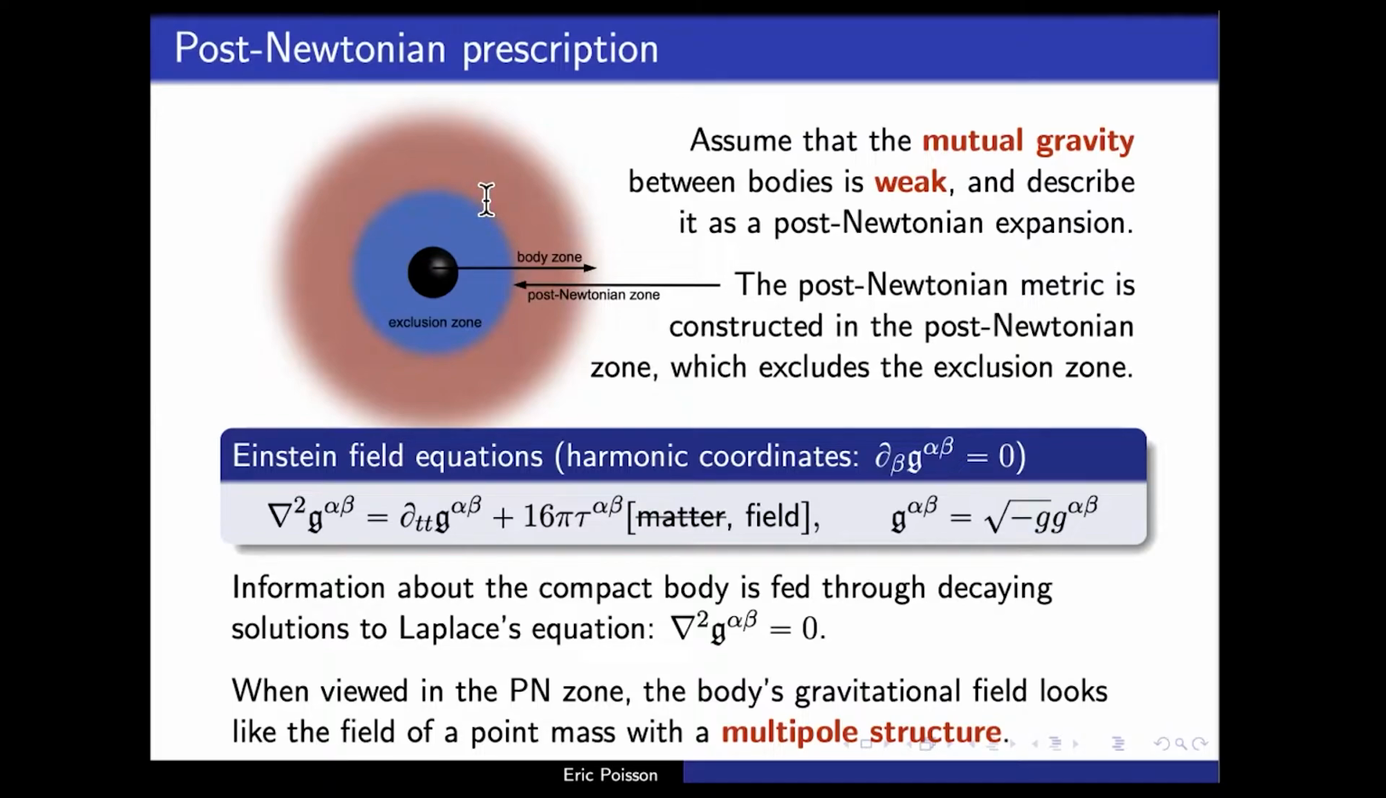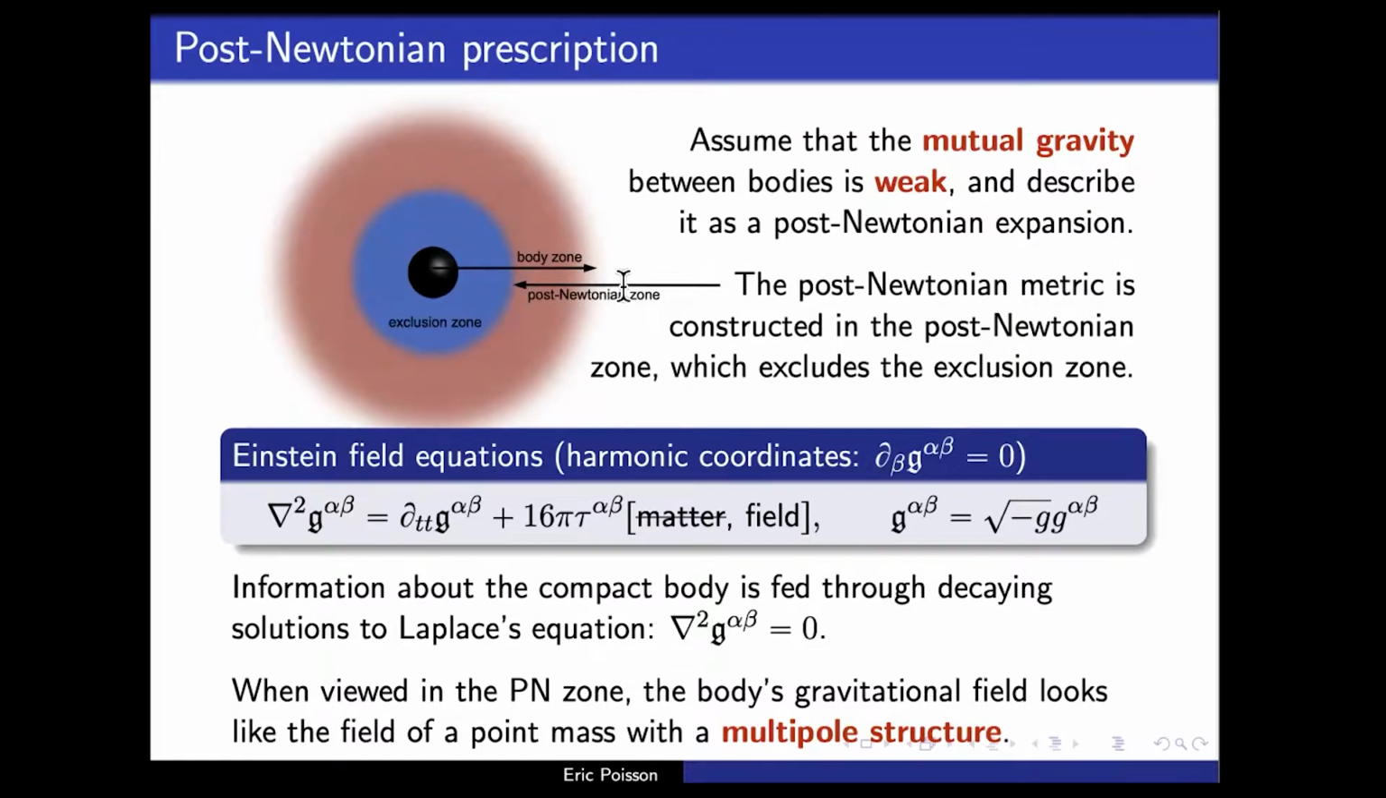All right. So the idea is that I want to construct the field around the body in full GR because post-Newtonian theory is not applicable if I'm too close to the body. But I want to construct a metric that describes the weak mutual gravity between the companions in a post-Newtonian way. So that requires the refinement of my zones over here. I still have the body zone where I get my full tidal metric.